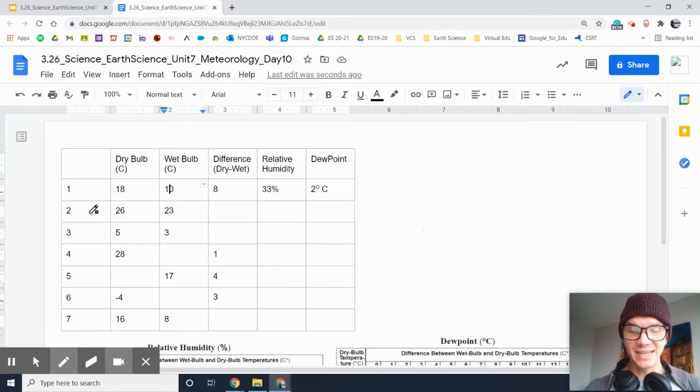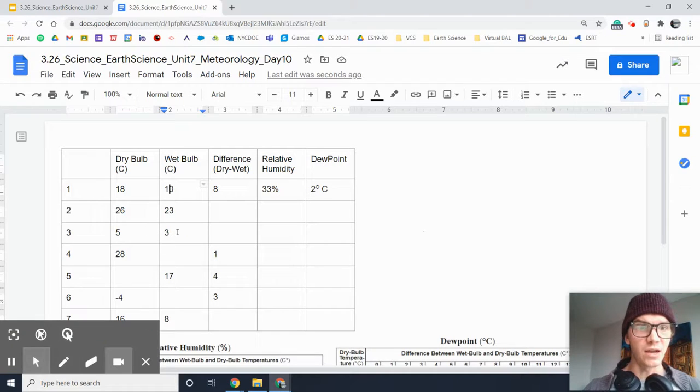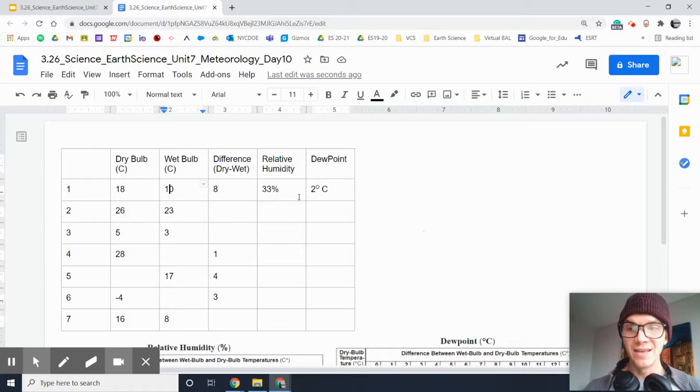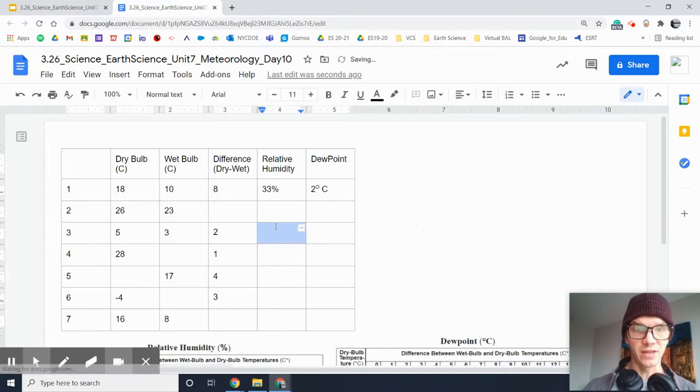Okay, the second set of data is exactly the same as the first one. They're going to give you the dry bulb and the wet bulb. Same with number 3, but there is a little bit of a difference. So I'm going to go over our third set of data next. So we have a dry bulb temperature of 5 degrees, a wet bulb temperature of 3 degrees. 5 minus 3, we have a difference of 2. Now let's find the relative humidity.